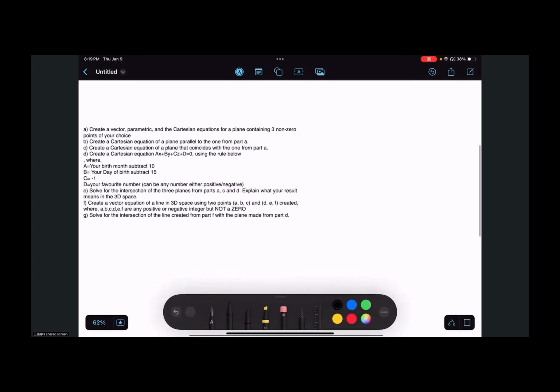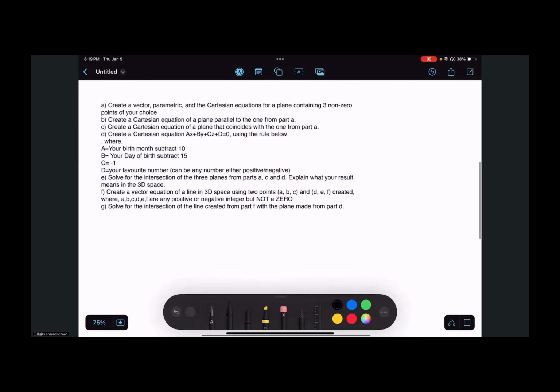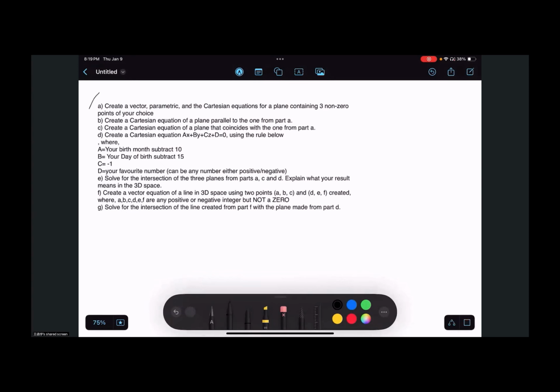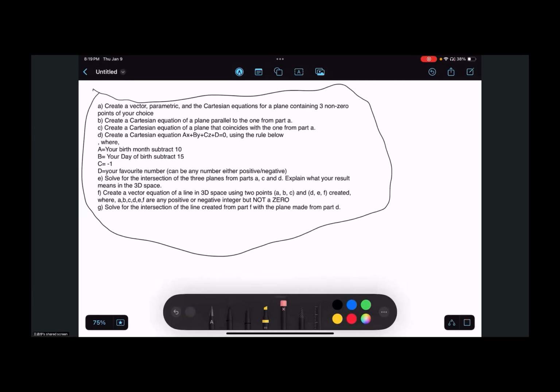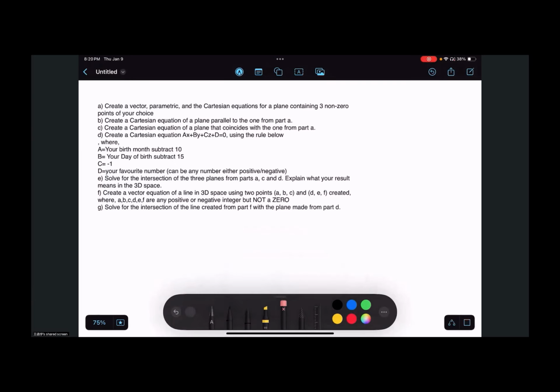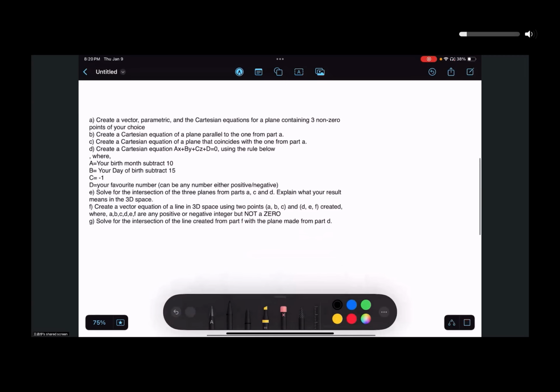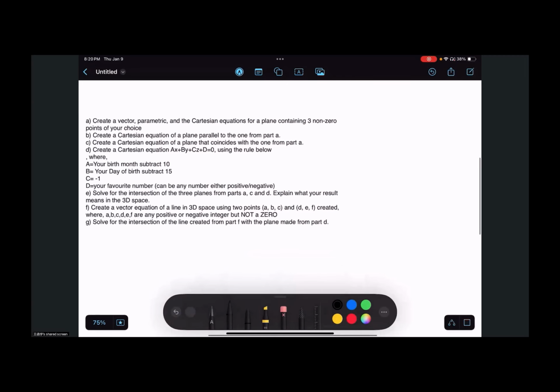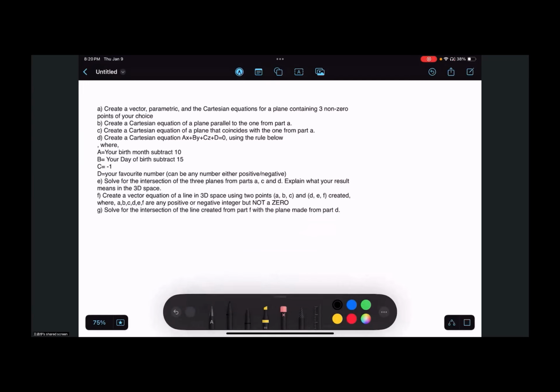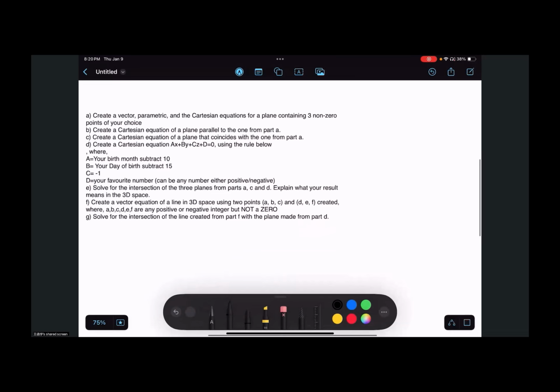In this lesson, we are going to solve this question from A to G. So, just begin. For part A, we need to choose three non-zero points and use the three non-zero points to create the vector, parametric and Cartesian equations.